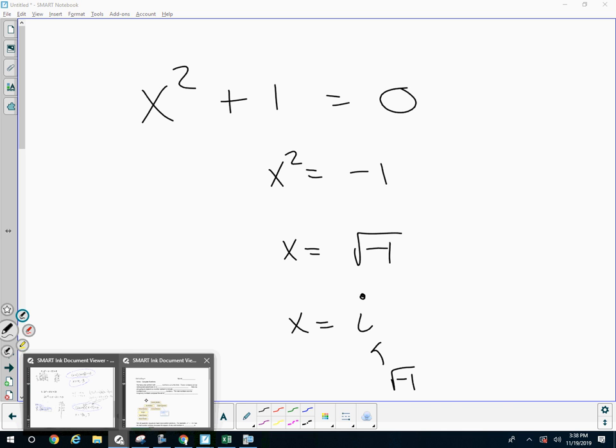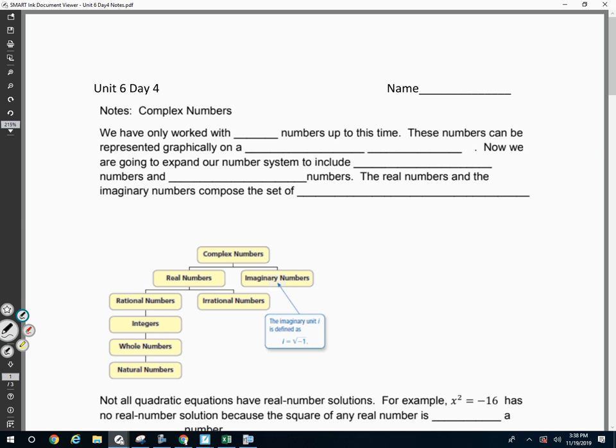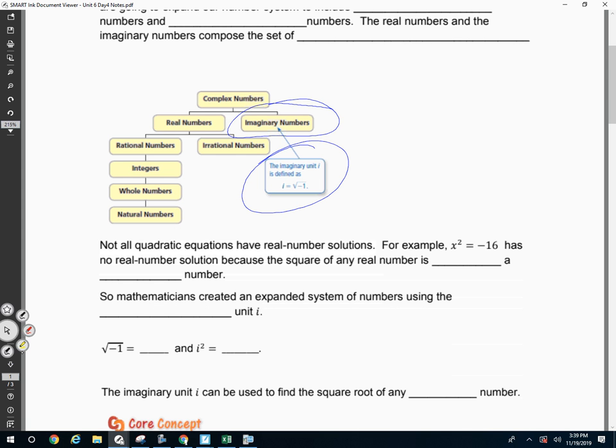Let's go to our notes. We are now looking at imaginary numbers. Imaginary numbers are square roots of negative numbers. They can be placed inside of equations to solve some equations. Namely, we are going to use them to solve quadratics. For example, x squared equals negative 16. It's got no solution that is real. There's no real number solution because the square of any real number is positive.